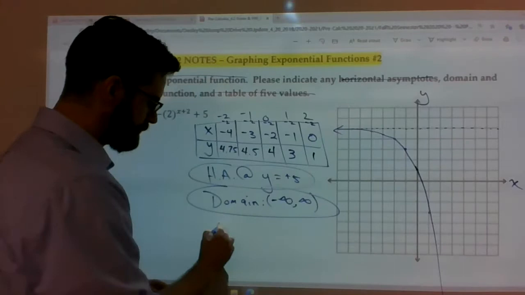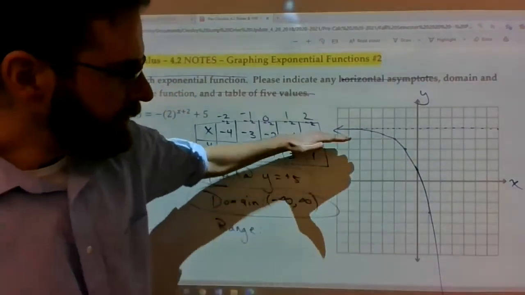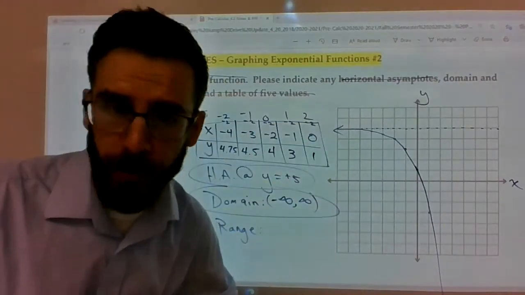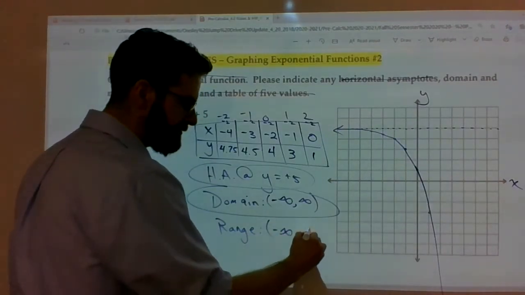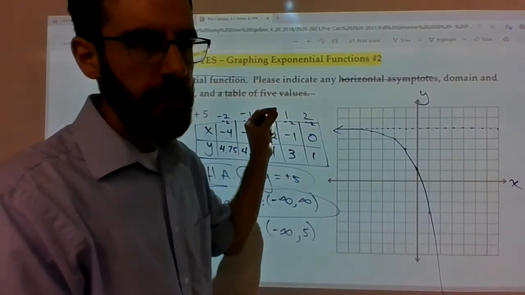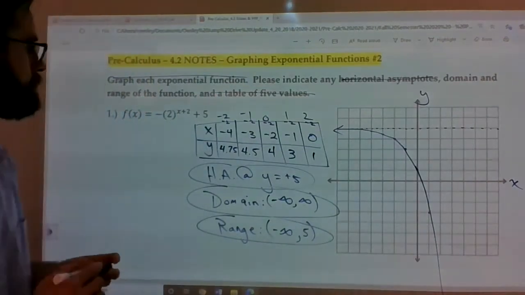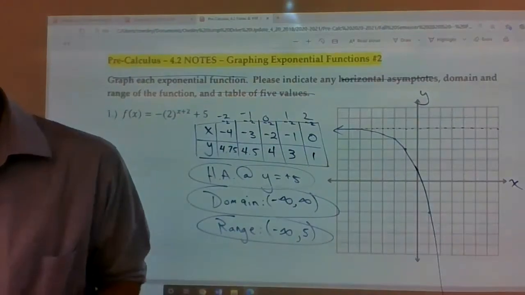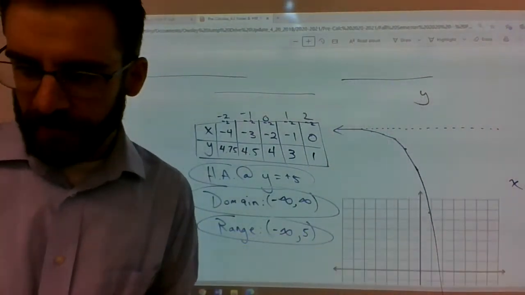How about the range? Well, that's a different story. Your ceiling is 5. You can go all the way down to -infinity. So you start at -infinity, go up to 5. Do not include it because it's never actually touching the horizontal asymptote. Okay. Number 1 done. By the way, let me just see how many we got here. Oh, we got a few. All right, let's accelerate this.